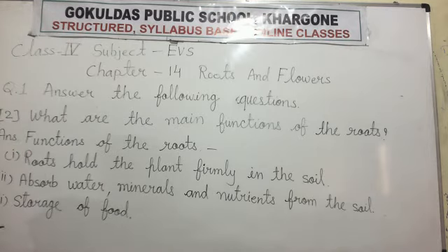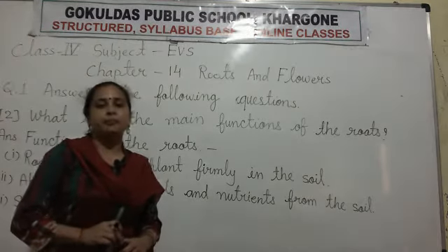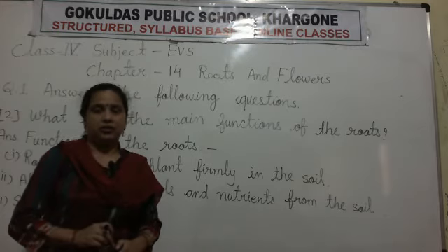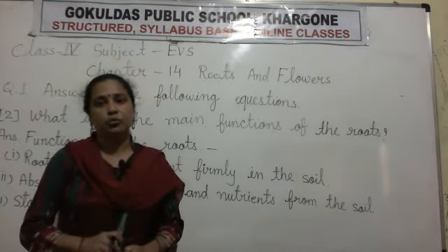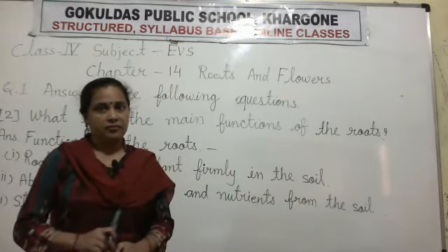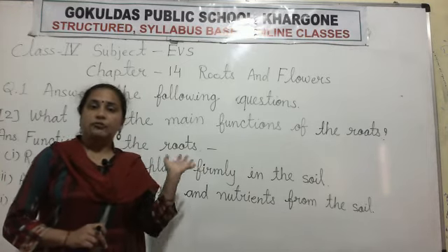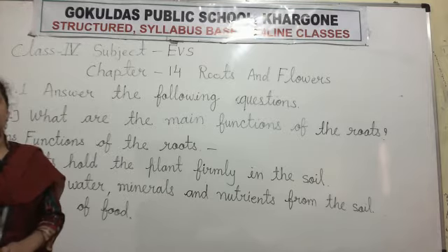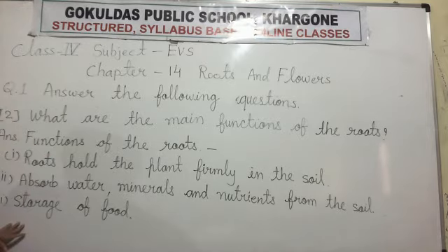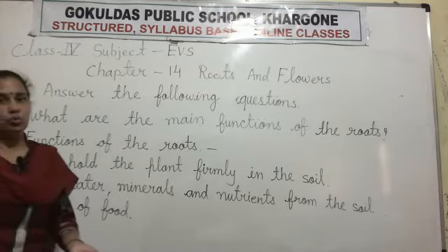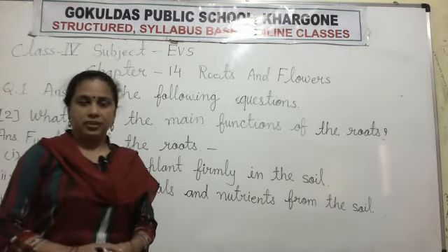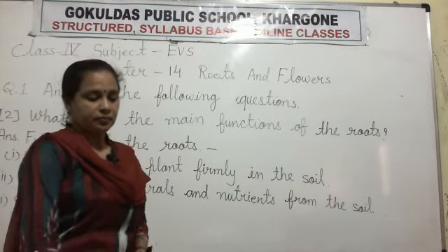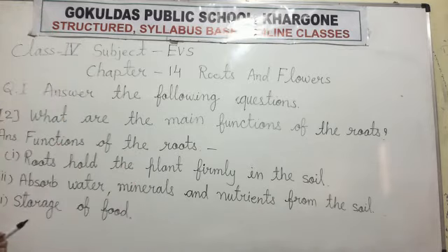Now, the storage of food. Some roots of some plants store food, like carrot, radish, beetroot. These are roots, and we use these roots as a food item. Clear? So when we say storage of food, these are the storage roots. Clear? So this is the answer number 2.